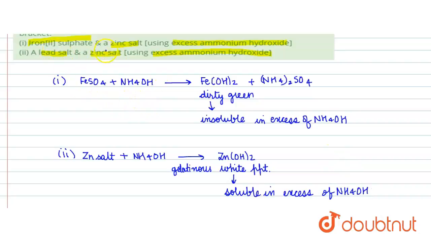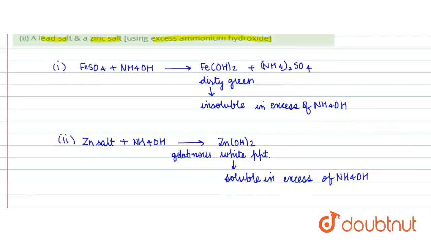So the differentiation between FeSO4 and zinc salt on reaction with excess of ammonium hydroxide is just that FeSO4 plus ammonium hydroxide generally produces a dirty green solid of ferrous hydroxide, which is further insoluble in excess of NH4OH, whereas zinc salt, when treated with ammonium hydroxide, produces the white precipitate of zinc hydroxide, which is further soluble in excess of NH4OH.